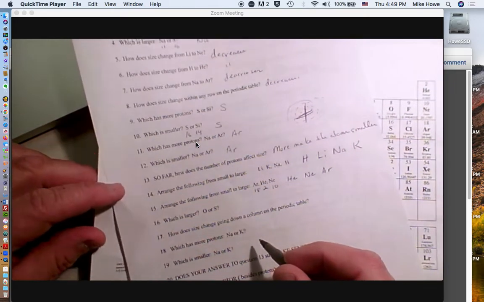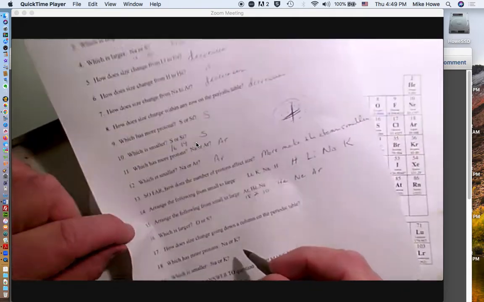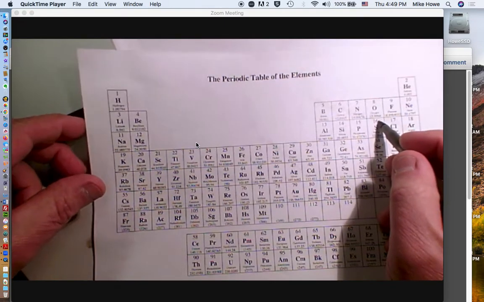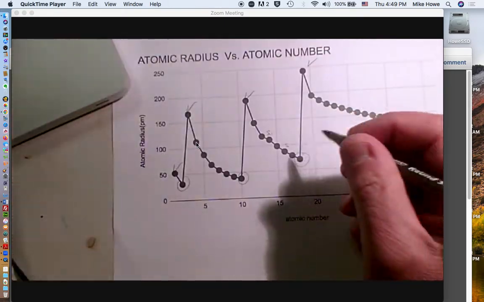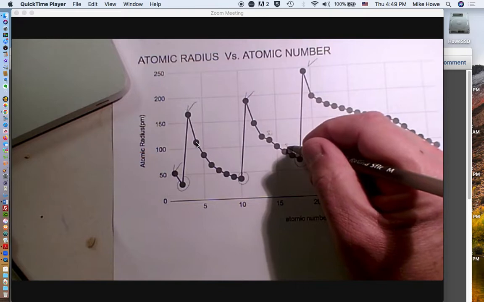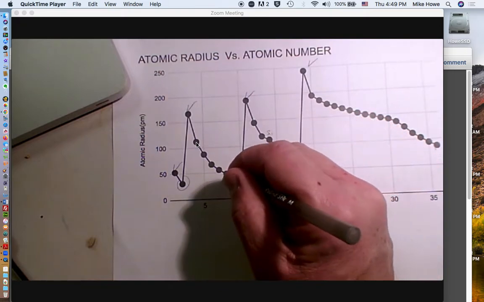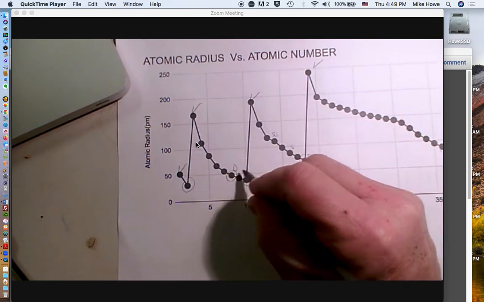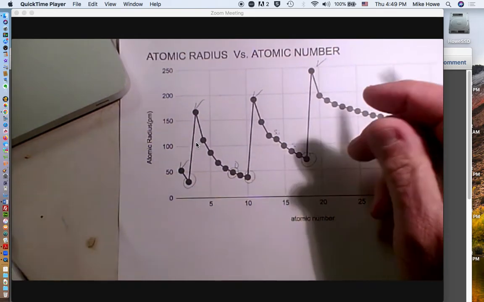All right, the next question says, which is larger, O or S? So sulfur is number 16, O is number 8, sorry. So number 16 was sulfur. Number 8 is right here. That's oxygen. So which is larger? Oxygen, sulfur. Sulfur is.